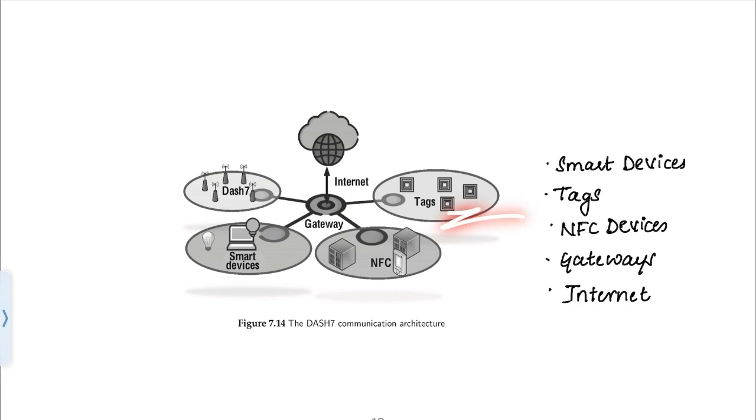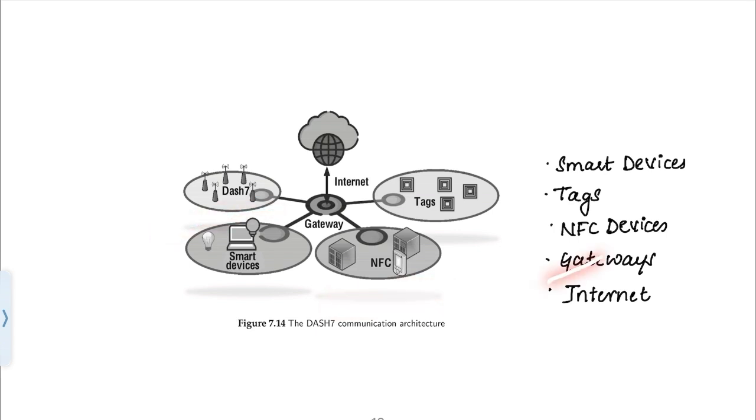Then on the other hand, we have tags. Tags are the active RFID tags that transmit information over the DASH7 network. These are used in asset tracking, agriculture, inventory management, and so on. Then we have NFC readers. The DASH7 network will enable communication with NFC devices by utilizing harmonic frequencies. So this will allow seamless integration between NFC and DASH7.